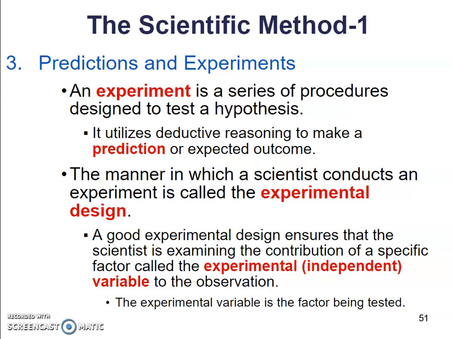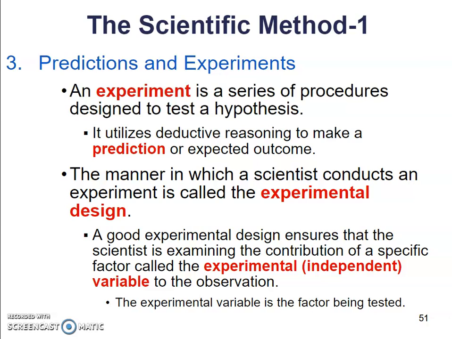So if I were designing an experiment, I might want to see if salt water will kill my plant. I will then design an experiment. My experimental variable or independent variable, the one that I am in control of, would be the amount of salt in the water. A good experimental design ensures that the scientist is examining the contribution of a specific factor, called the experimental or independent variable, to the observation. So my independent variable would be salt in the water.